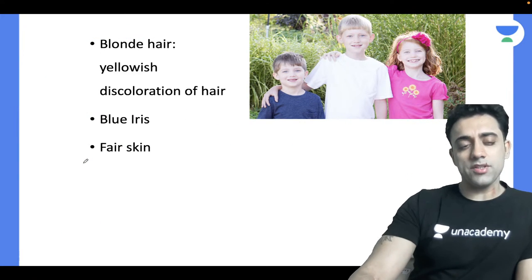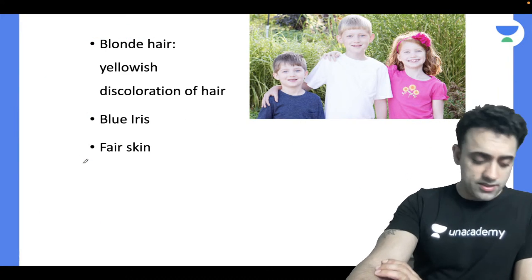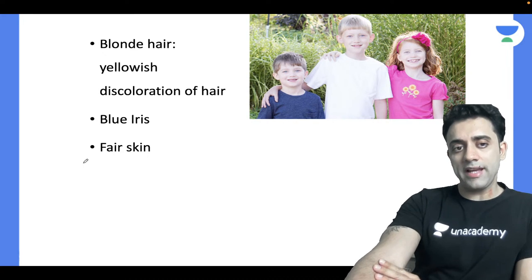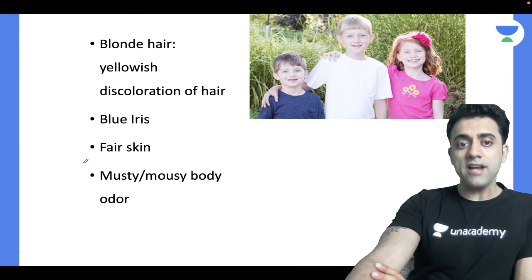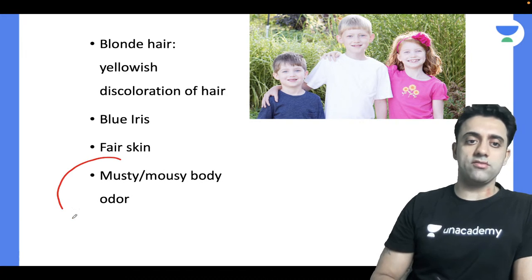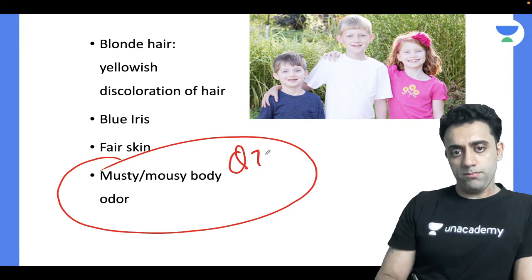Okay, that's it. Next question, the patient will have blonde hair, yellowish discoloration of the hair basically, blue iris, fair skin, very important, and very good, that's another so important point.